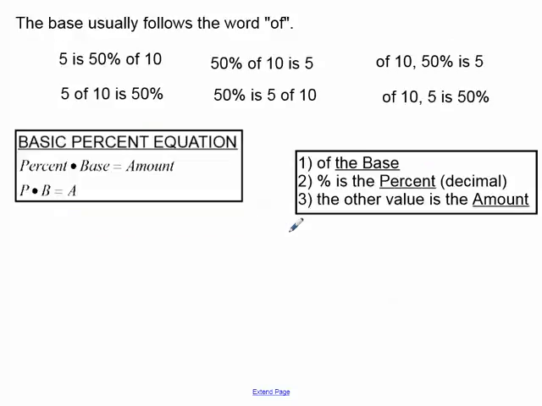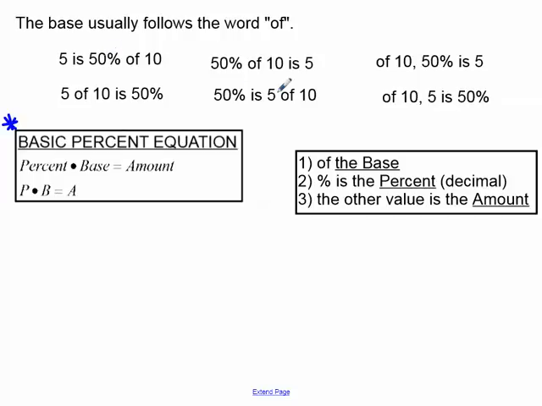Okay, so if we're talking about bases and percents, remember here's our basic percent equation. The basic percent equation is right down here: percent times the base equals the amount. That's the basic percent equation that's described in the book. So all of these up here are essentially the same description, just in different formats. 5 is 50% of 10. 50% of 10 is 5. That says the same thing as that. Of 10, 50% is 5. That says the same thing as these.